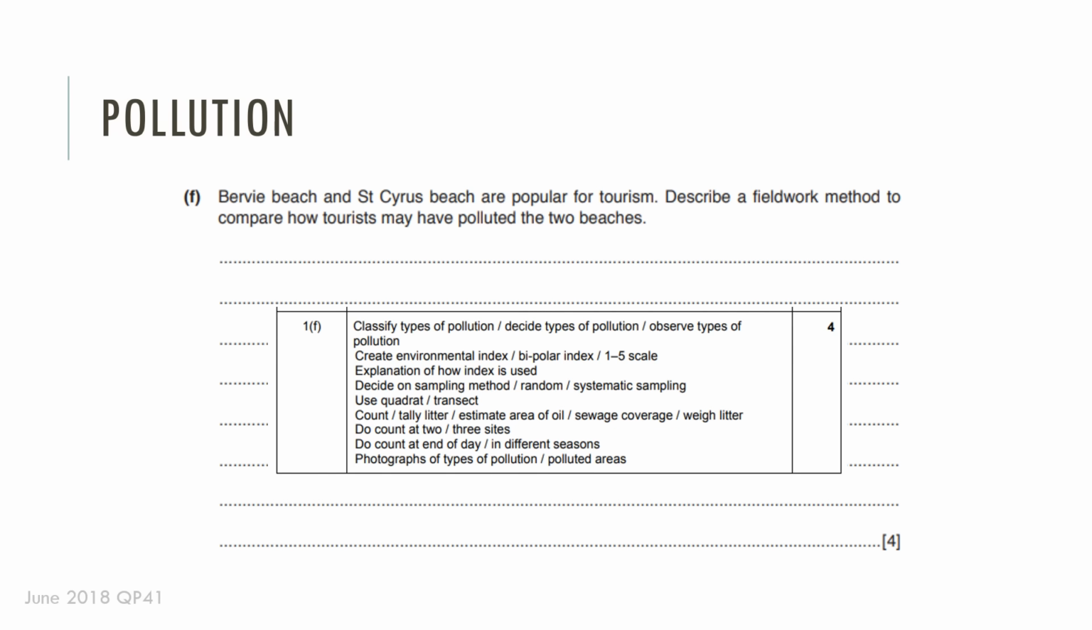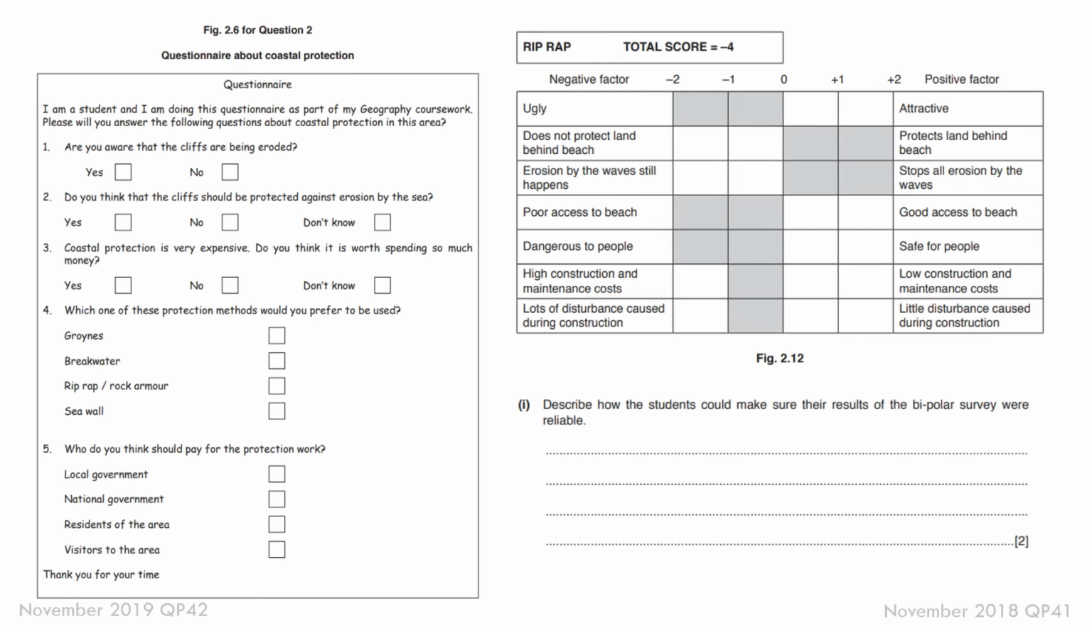So I'm just going to show you the mark scheme now, and the type of things that you might want to consider. You could use quadrats, you could pick up litter tally, you could take photos, you could do a bipolar index. It's entirely up to you. So here again, just pause the video, make some notes, try and link it to other investigations that you have seen. And again here, some other methods. You've got a questionnaire, bipolar index, okay, so you can see what that sort of thing would look like.